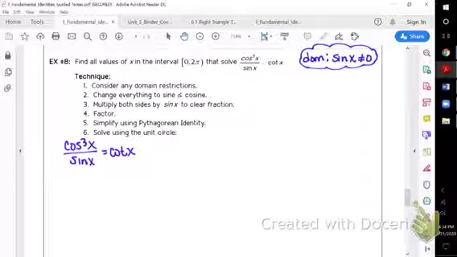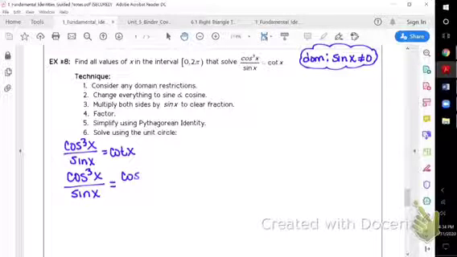So the first thing I'm going to do, I've already done my domain, is I'm going to change everything to sine and cosine. So I'm going to take that cotangent of x, and I'm going to look back at my quotient identities there, and it tells me that cotangent of x is cosine of x over sine of x.